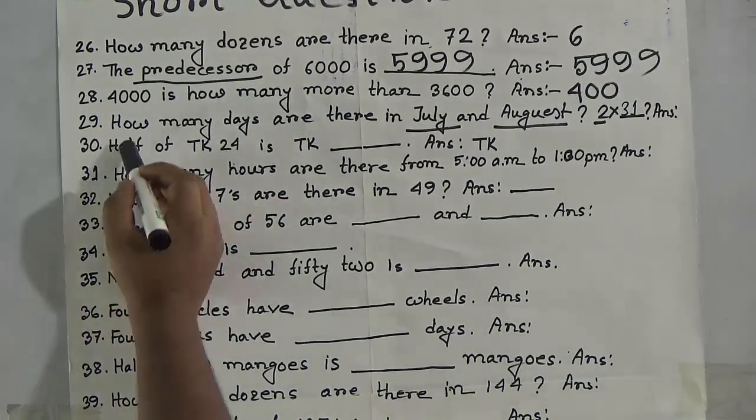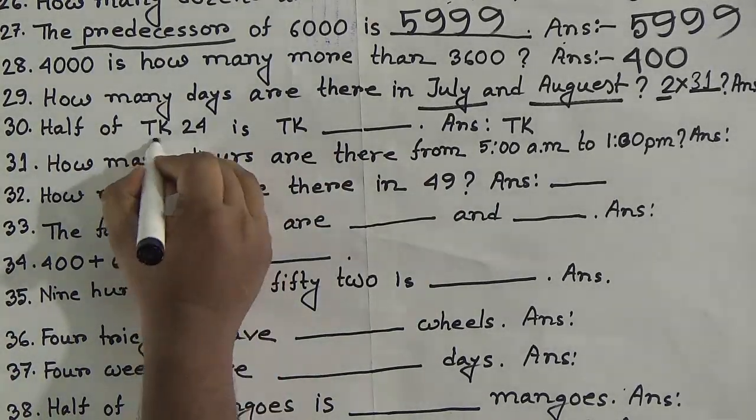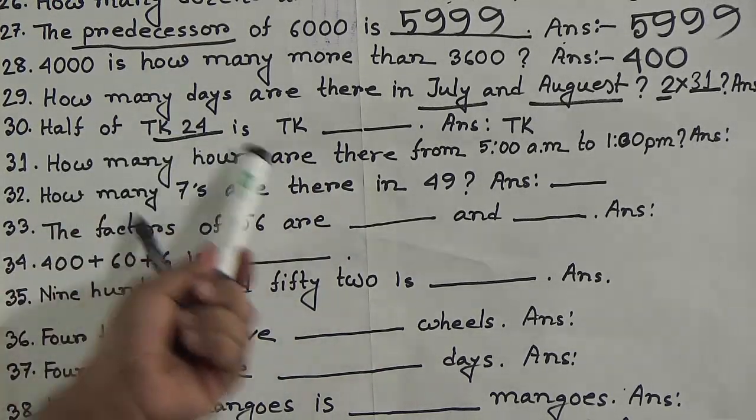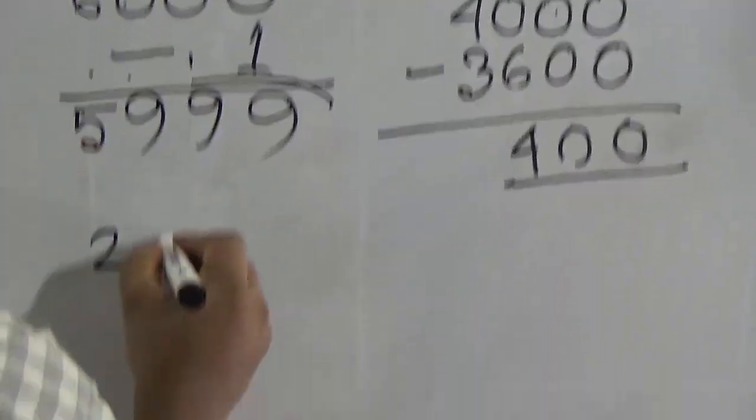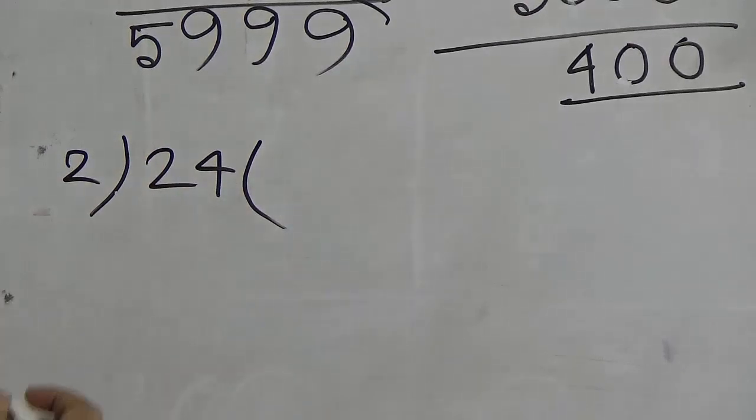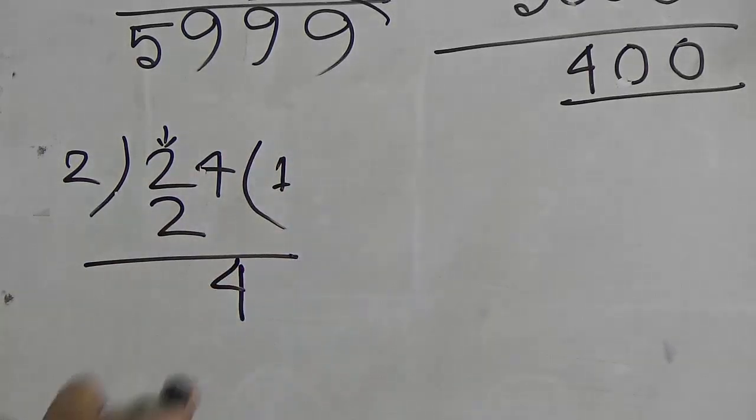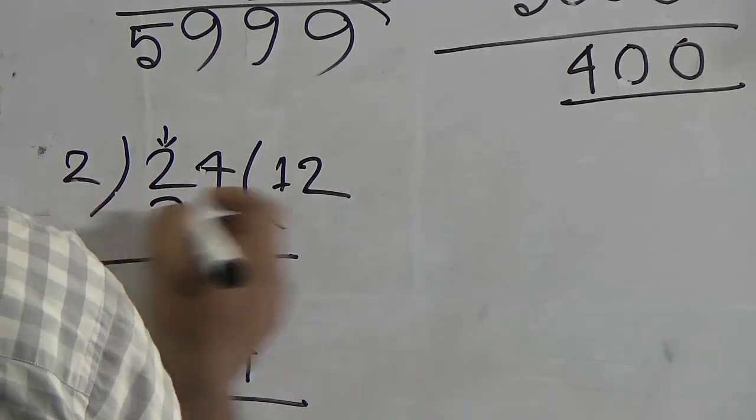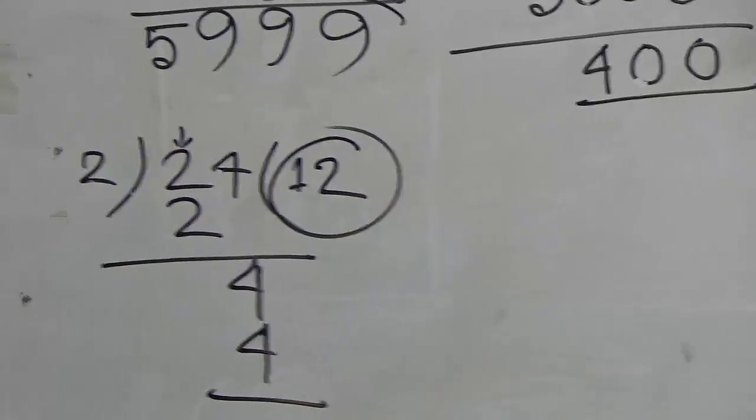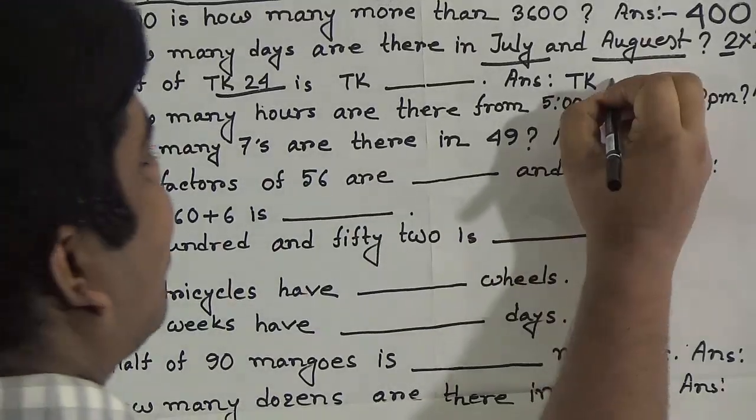Okay, next. Half of 24 is taka dash. That means we divide this 24 by 2 and we get half of 24. So 24 divided by 2. At first we consider one digit, which is 2. In 2, 2 goes in 1 time. 2 ones are 2. 4 is here. In 4, 2 goes in 2 times. That means in 24, 2 goes in 12 times and this 12 is the answer. So half of 24 is taka 12.